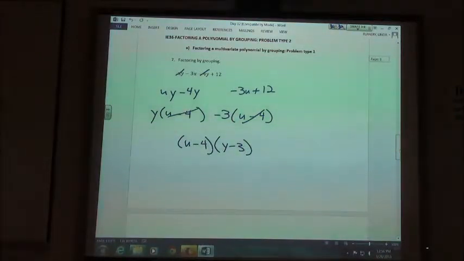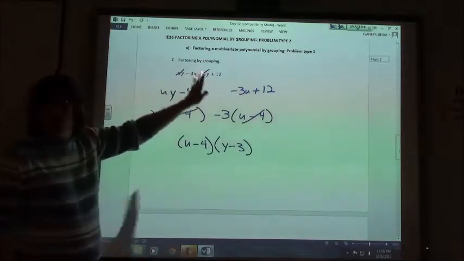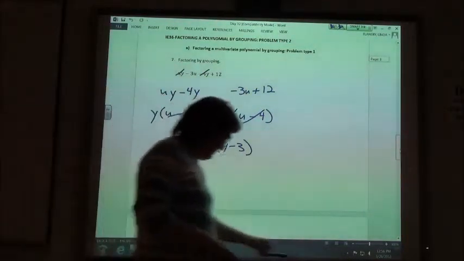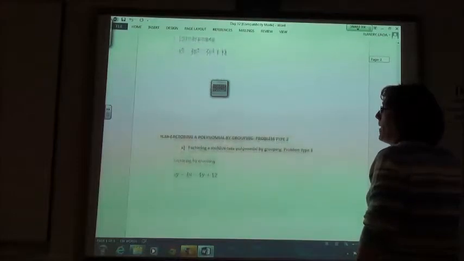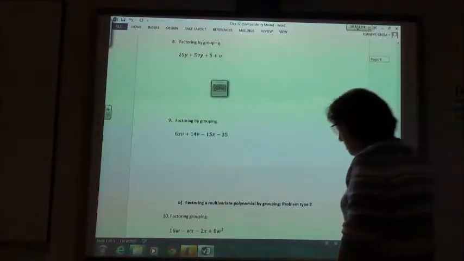Okay? So sometimes there's more than one way to do this, but when you start, you just want to pick out two of the terms that have something in common so that you have a place to start. Okay, I need to write that down. Like terms, like term. That was 7. We must be on 8 then.